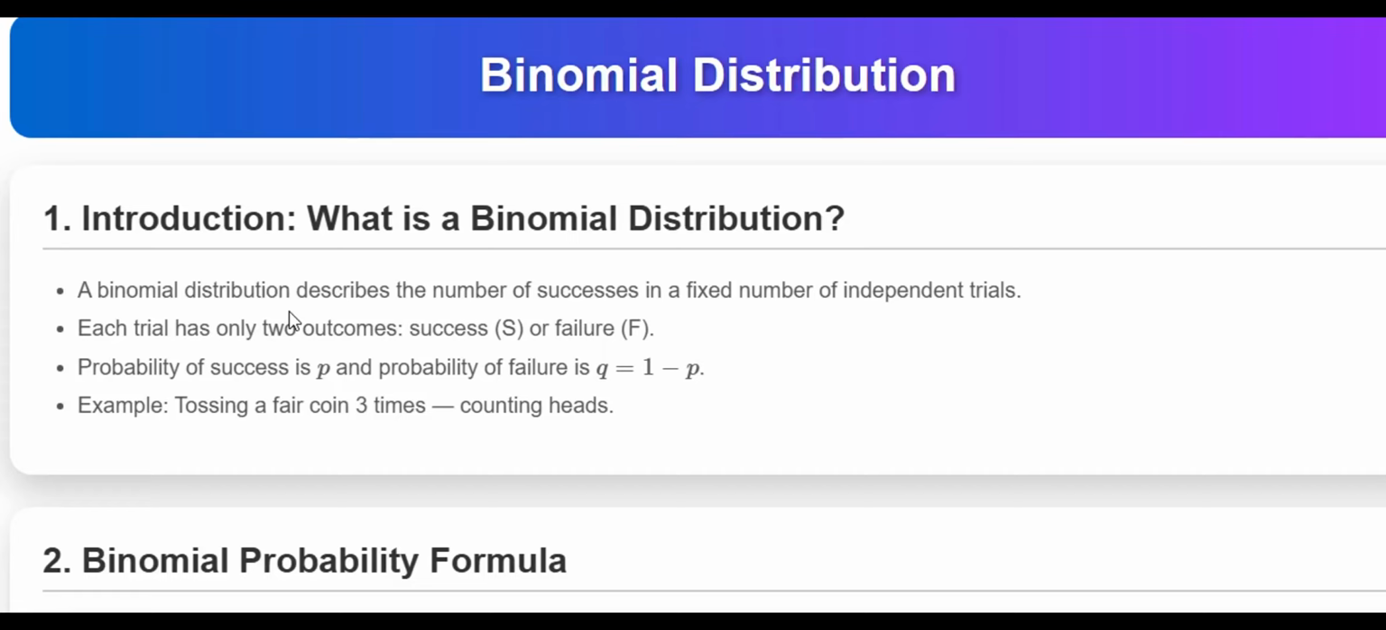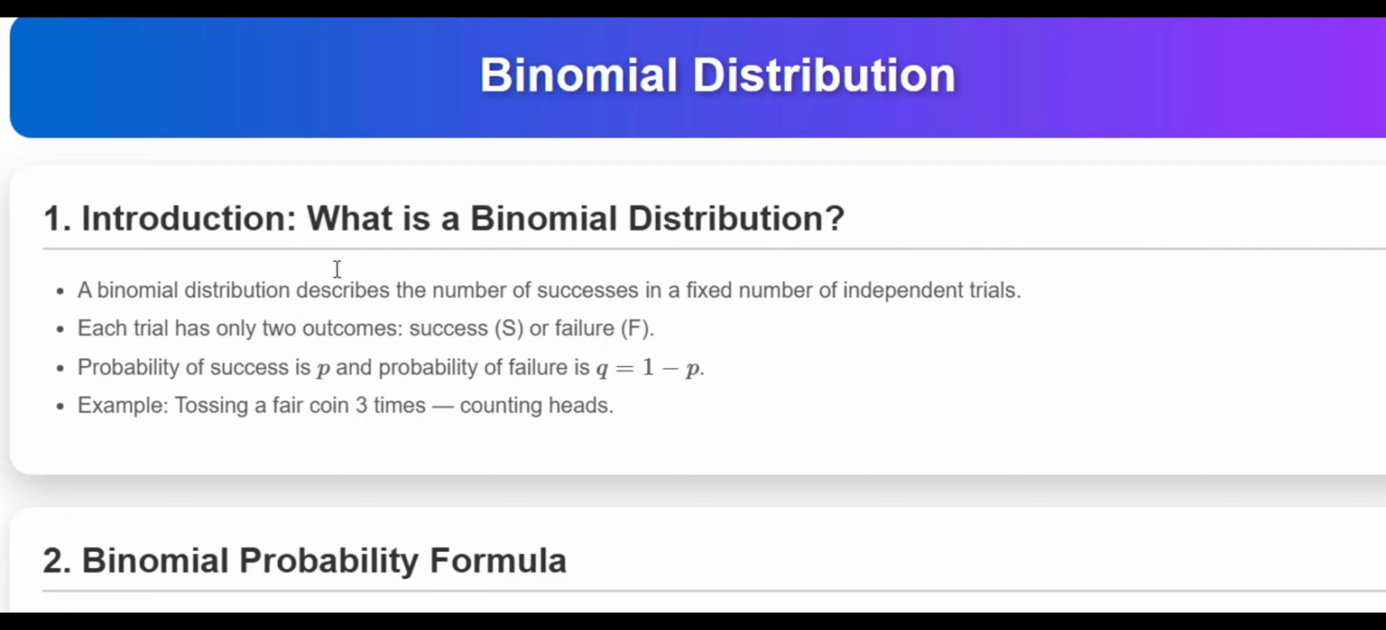Hello, in this lesson, let's talk about the binomial distribution. The binomial distribution just describes the number of successes in a fixed number of independent trials. Independent meaning each trial doesn't affect the other. Each of these trials has only two outcomes. It can either be a success or a failure.